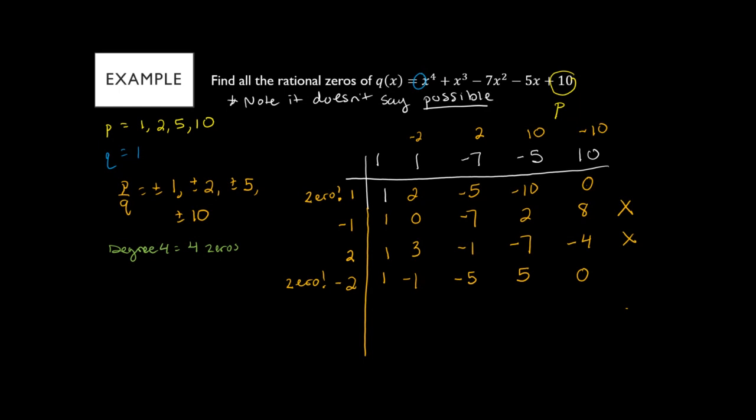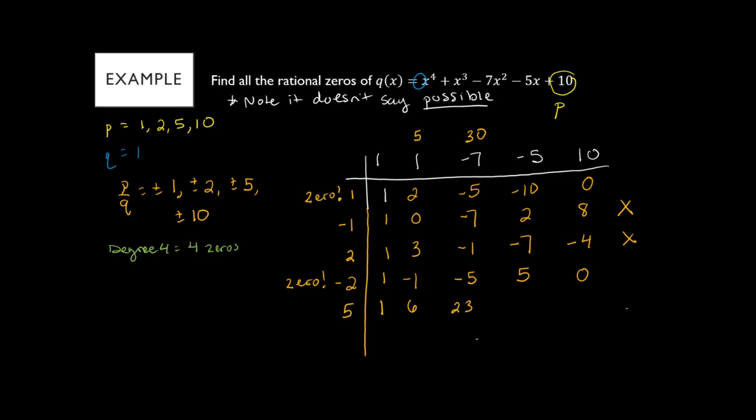So we've got 2 of them. We know there's 4 of them maximum, so we want to keep trying. So next, I'm going to try 5. So I'm going to just kind of erase all I've got up here. 5 times 1 is 5. 5 plus 1 is 6. 5 times 6 is 30. 30 minus 7 is 23.